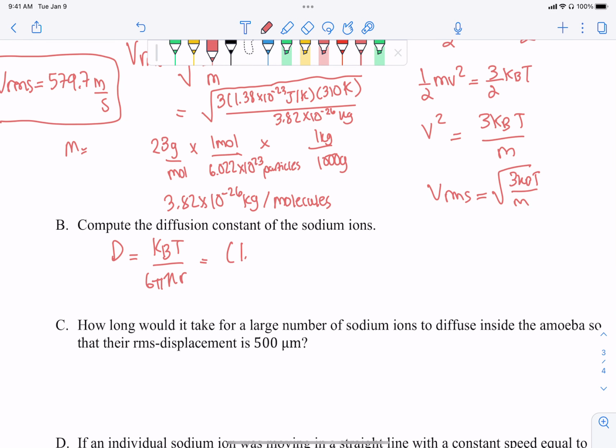So we can just plug and chug, honestly, because we have 1.38 times 10 to the negative 23 joules per Kelvin. You'll get really good at memorizing this value if you ever forget it, like in the first 4 weeks of physics 2. That's like trauma memory right there. So yeah, temperature is 310 Kelvin.